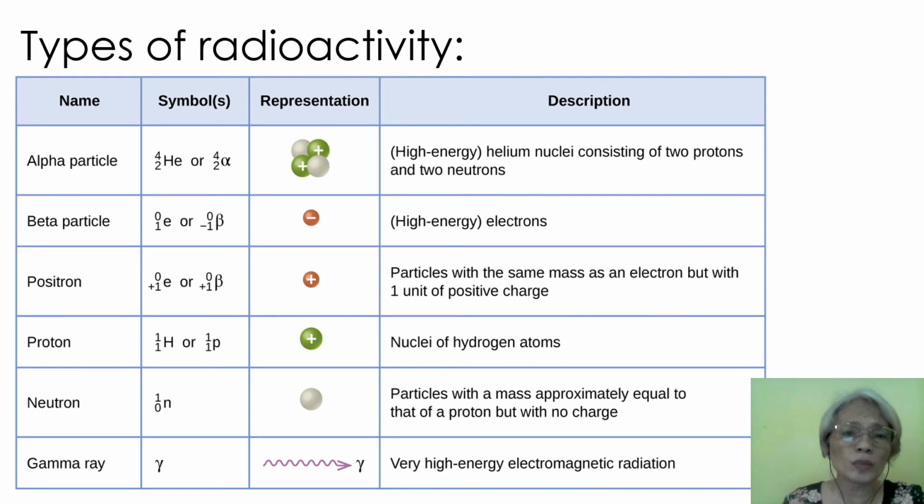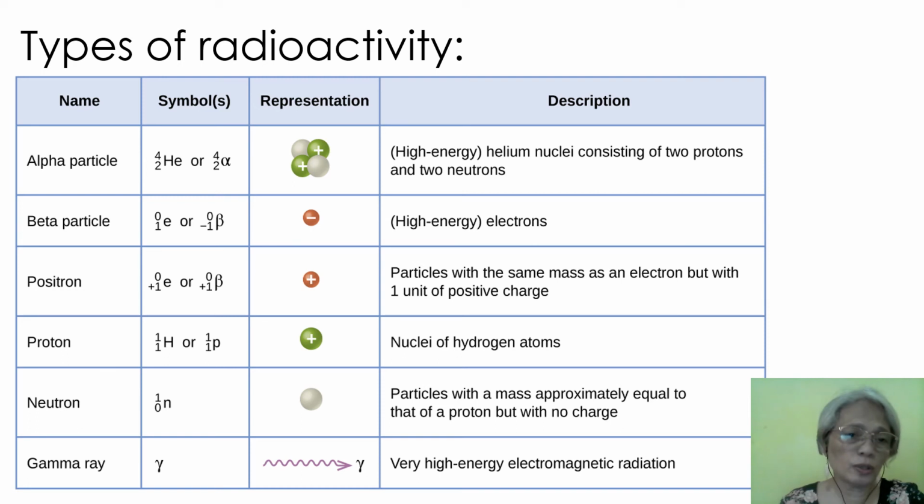Okay. So, these are the types of radioactivity, no? So, we have alpha decay. Alpha particle is represented by the helium atom, no? So, we have 4 mass number and 2 atomic number. Okay? So, we have beta particle, no? A beta particle is represented by an electron, no? Or this Greek beta, -1.